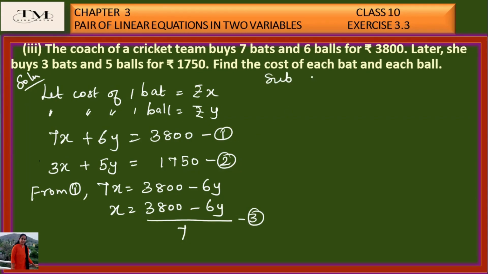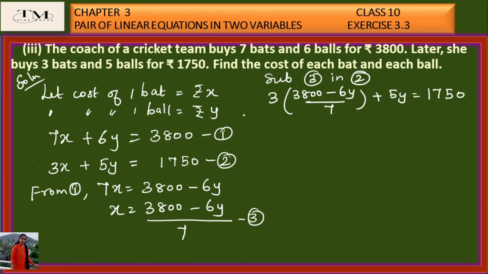So substituting 3 in 2. Instead of x, we have to write 3,800 minus 6y divided by 7 plus 5y equal to 1,750. So here in the denominator, we have 7. So we can multiply by 7 throughout. So this 7 gets cancelled. So 3 into 3,800 minus 6y. As we are multiplying by 7, we have to multiply here by 7.